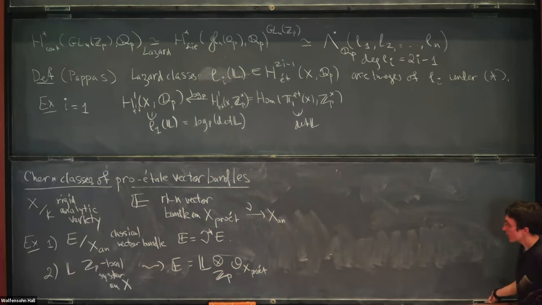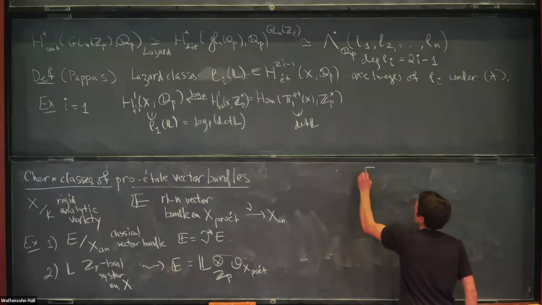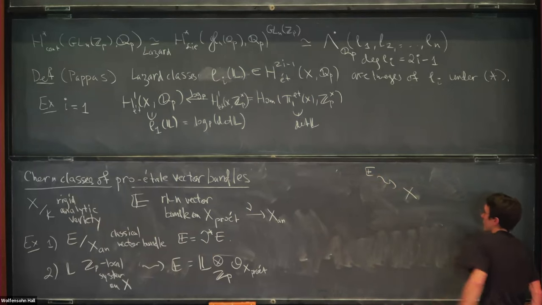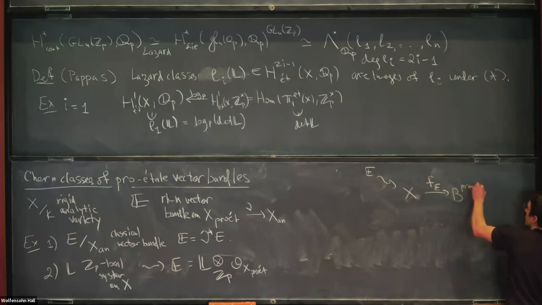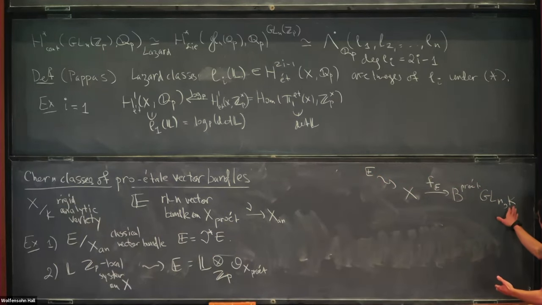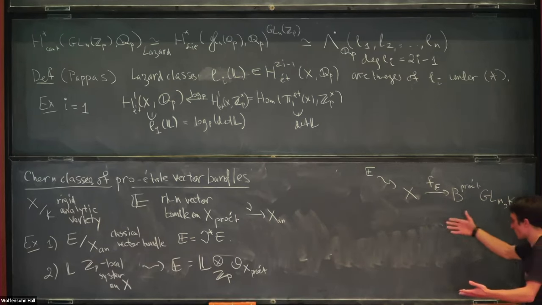new. But I claim that nonetheless, you can define Chern classes of these gadgets. Before, we were thinking about vector bundles as maps to the classifying space, so let me do exactly the same here. To E, I can attach a map from my X to, which I would denote f_E again, the now pro-étale classifying space of the group GL_n. Now this is all happening over K, which I'll just view as a sheaf of groupoids on the big pro-étale site of my base field K. And instead of defining carefully what this means, let me jump straight to what this does in the realm of cohomology.